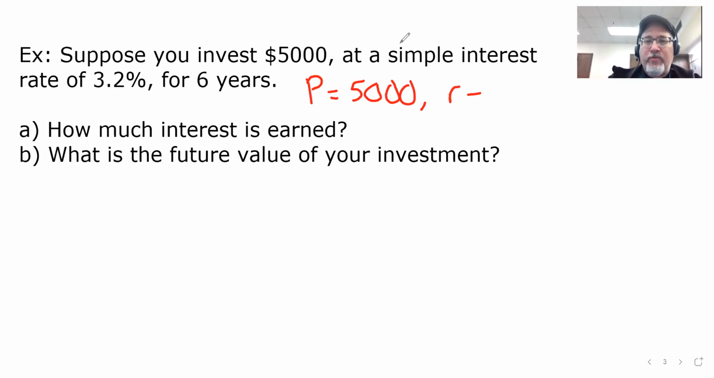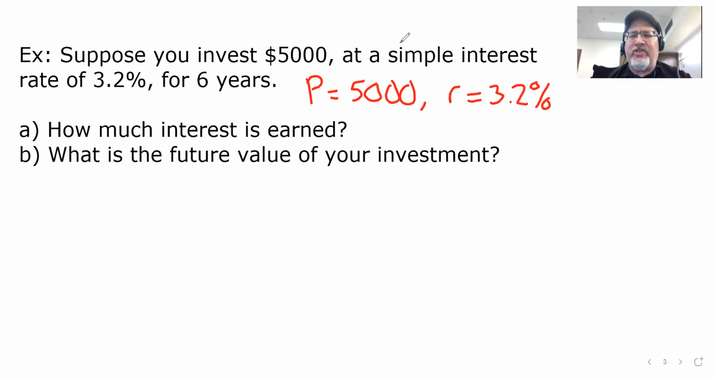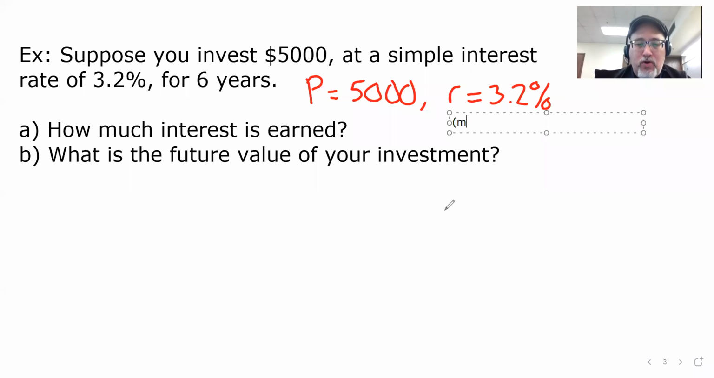Our interest rate is 3.2%, but you don't do math with percents. You do math with decimals. Percents are good for describing things, bad for doing math with. So how do you turn a percent into a decimal? The answer is you move the decimal 2 places to the left. Put that in red, please. That's what I thought it was.